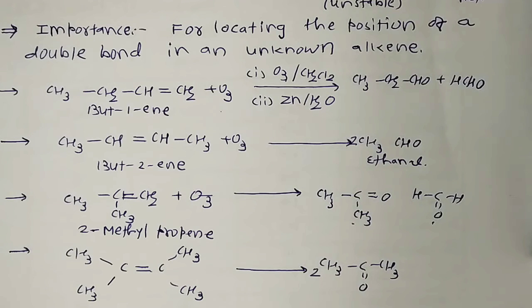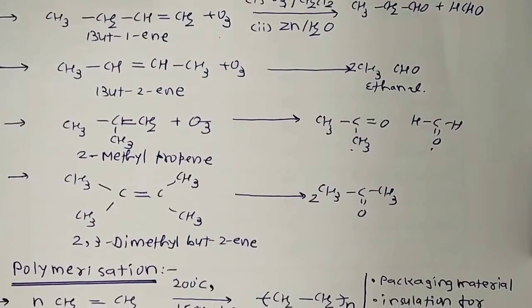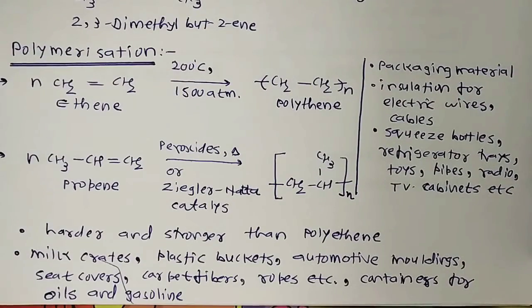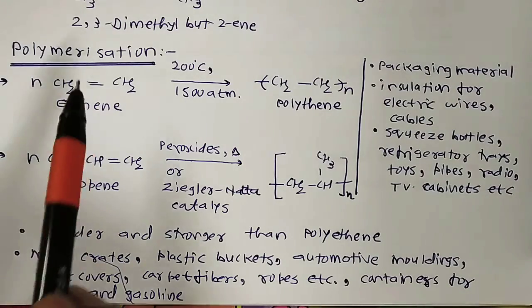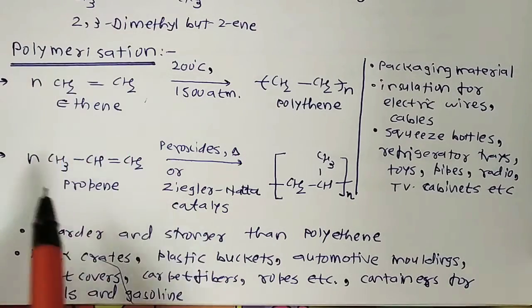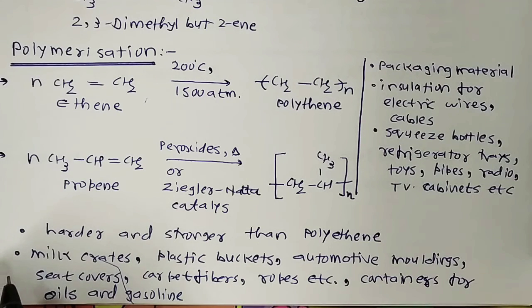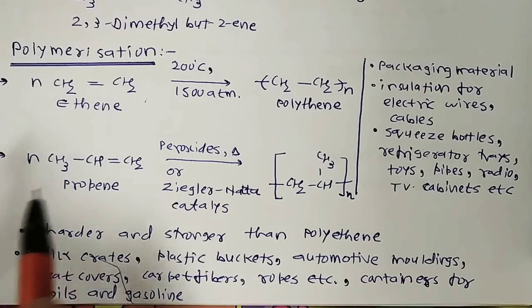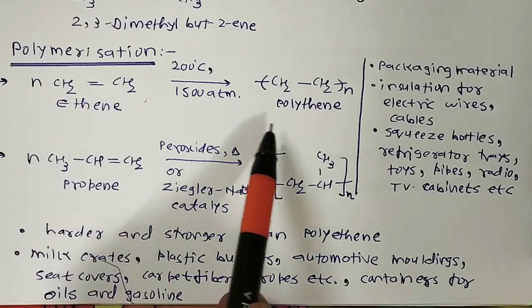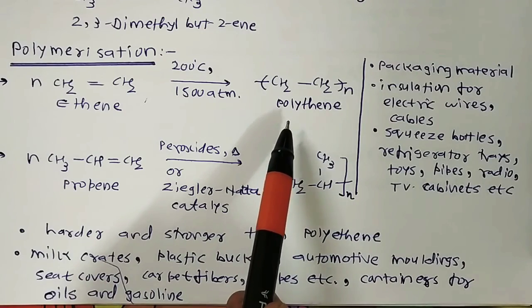Then we move to the last reaction in alkenes, called polymerization. In standard 12th, one lesson about applied organic chemistry is polymerization. What does polymerization mean? Polymerization is a process in which a large number of simple molecules, for example CH2=CH2 is a simple molecule, propene is also a simple molecule, combine to form a big molecule. These simple molecules are called monomers, and the big molecule is called a macromolecule or a polymer.